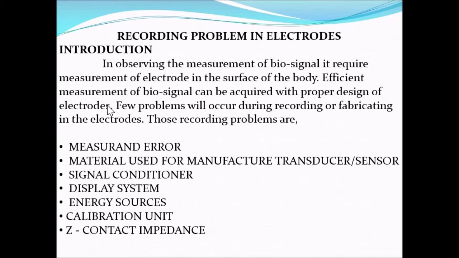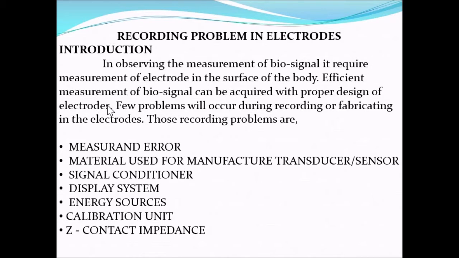In observing the measurement of biosignals, it is required to place the electrodes on the surface of the body. Then efficient measurement of the bioelectrical signal can be acquired with the proper design of the electrodes. So the proper selection of the electrode is very important in order to measure the proper signals. And a few problems will occur during the recording or fabricating of the electrodes. Those problems we are going to discuss now.